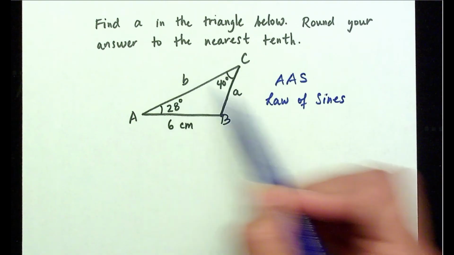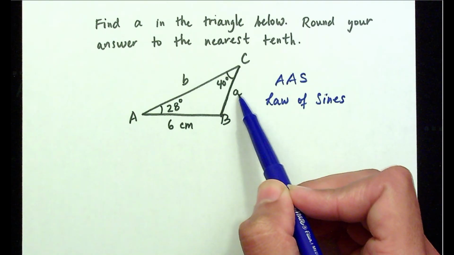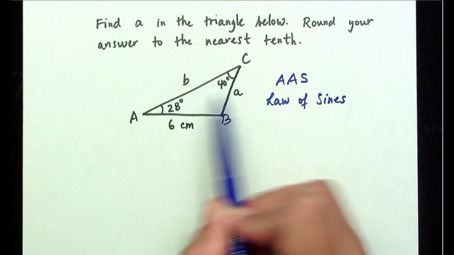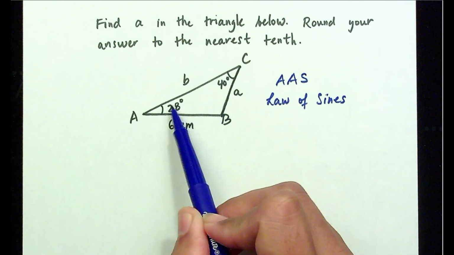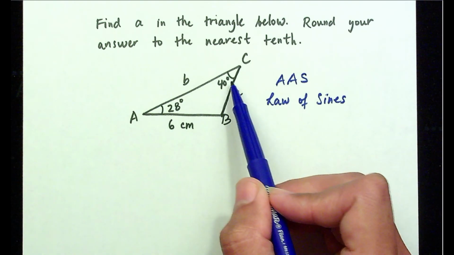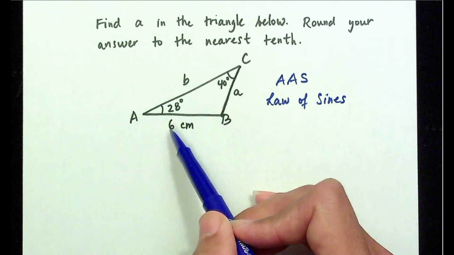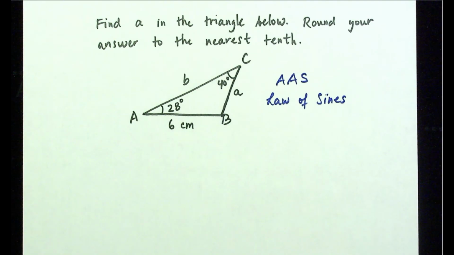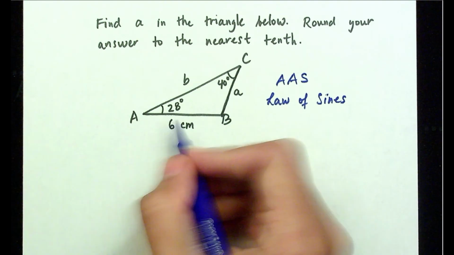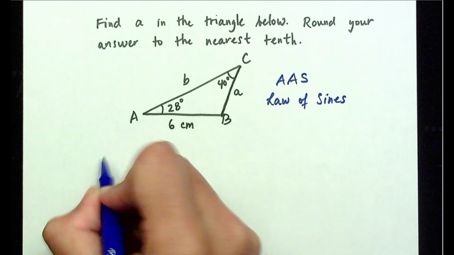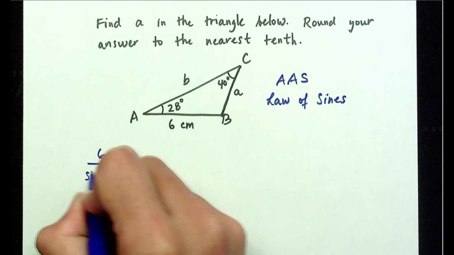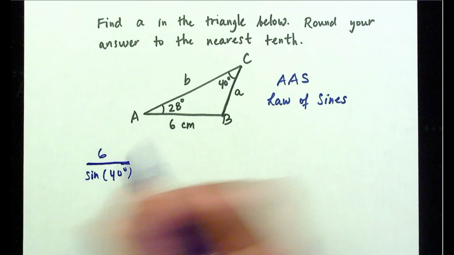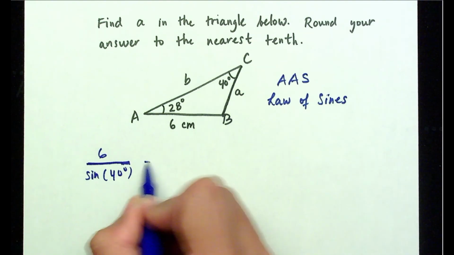We're looking for lowercase a, so that means we're looking for this side right here. So we're going to compare the proportion between this side and the sine of this angle, and with the proportion of this side and the sine of this angle, because the law of sines tells me that all those proportions are the same. So what do we get then? We're going to get 6 over sine of 40 degrees, so that pairing, equals this pairing.